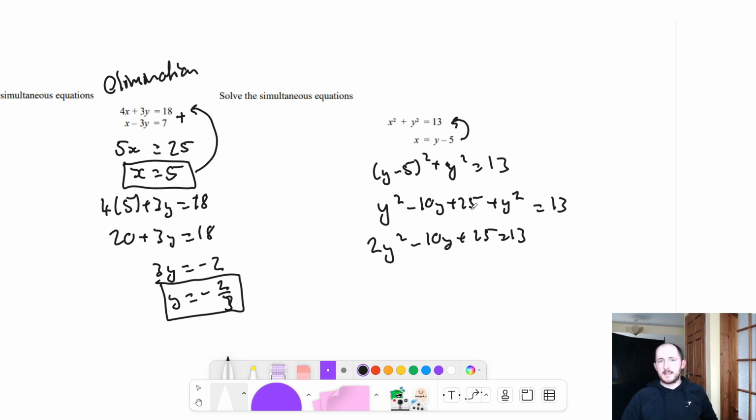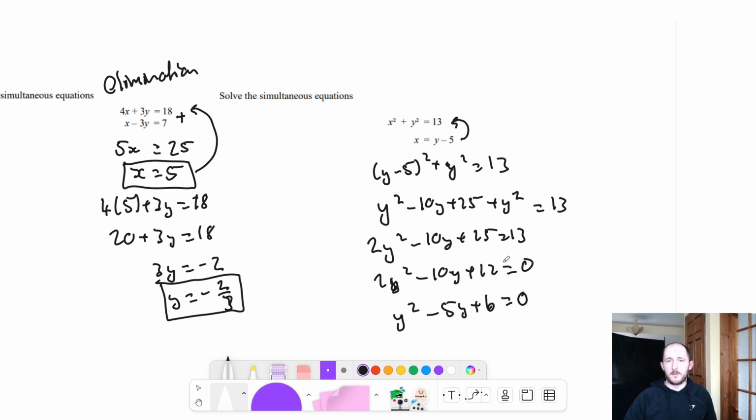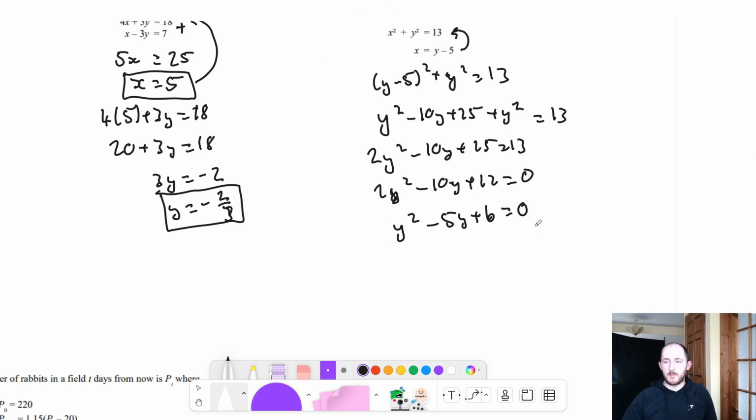Now, to solve quadratics, you need to make sure they equal 0. So we're going to minus 13 from both sides to get rid of that. 10y is 12. Divide through by 2, and we get y squared minus 5y plus 6 equals 0. Now, we're going to solve this. You can do it by factorising. You can do it by quadratic formula. You can do whatever you want.